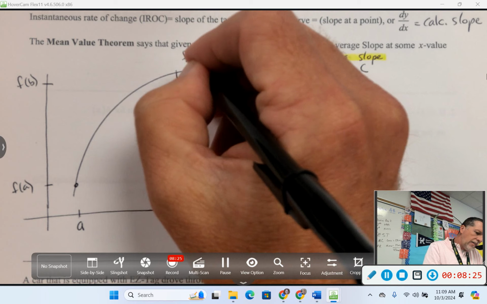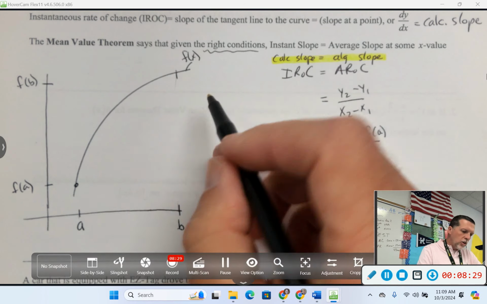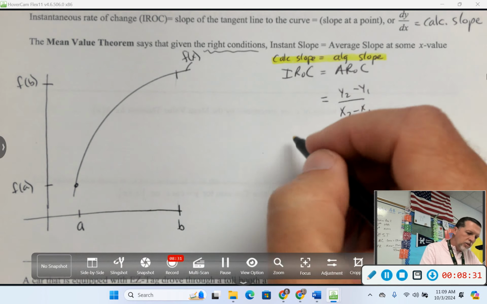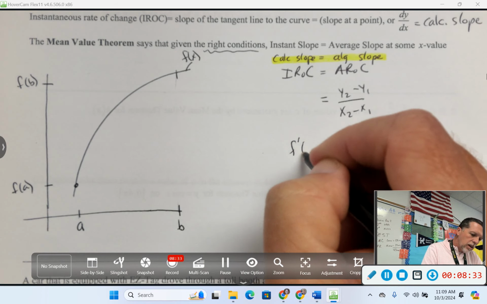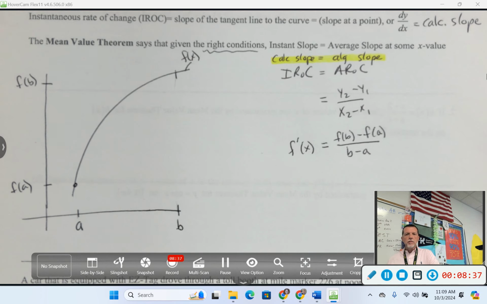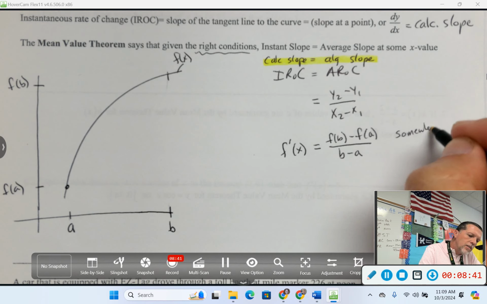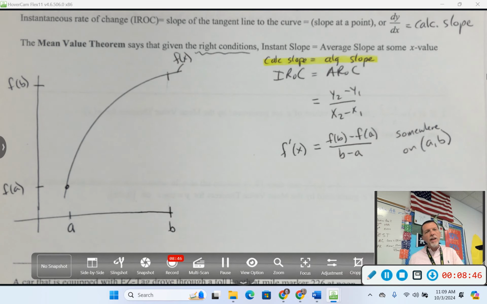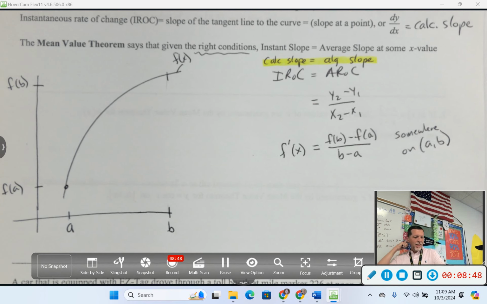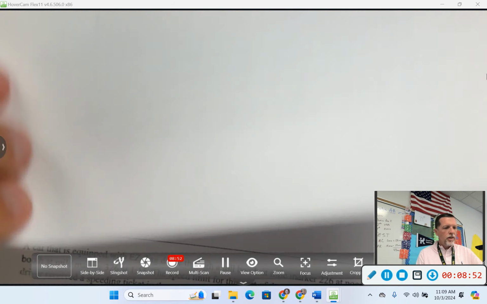And if this graph is f of x, then the IROC, the calculus slope, I don't have an equation for that, so I'm just going to call it f prime. And that's true somewhere on a to b. So somewhere in that interval, the calculus slope is equal to the algebra slope.